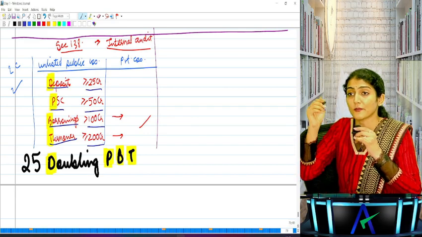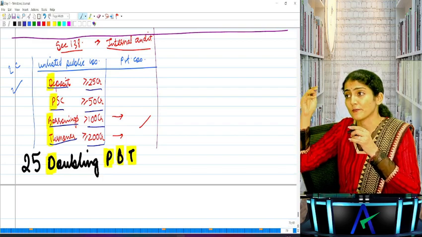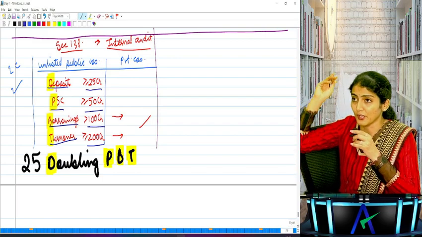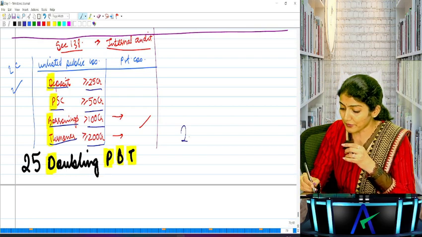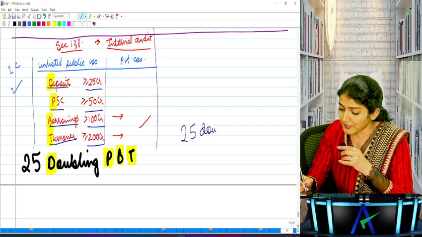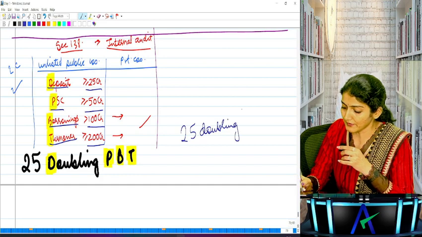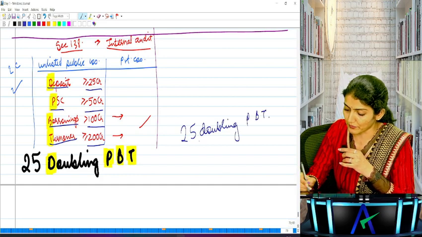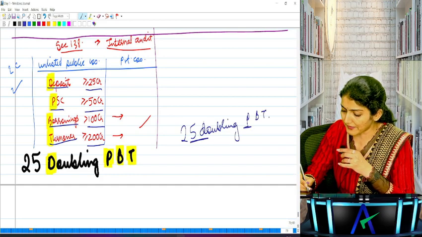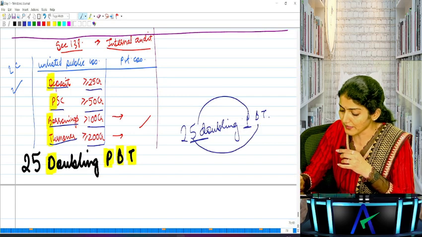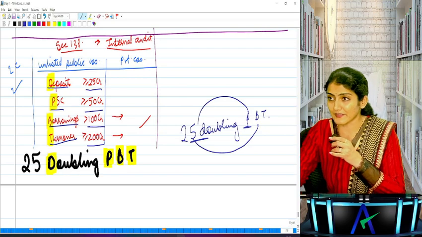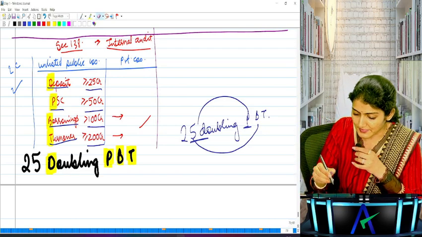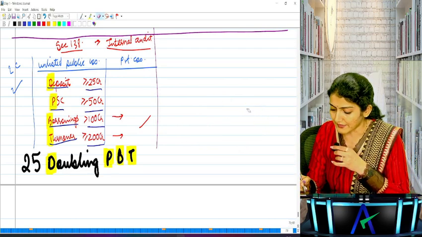But you have to start with 25. If you start with 50, problem, you will reach up to 400. 50, 100, 200, 400, anywhere you can reach. That is why what you have to remember, 25 doubling PBT. So 25 deposits, paid up share capital 50, borrowing 100, and then turnover 200. Any one of them exceeded, and an unlisted public company needs to appoint an internal auditor.